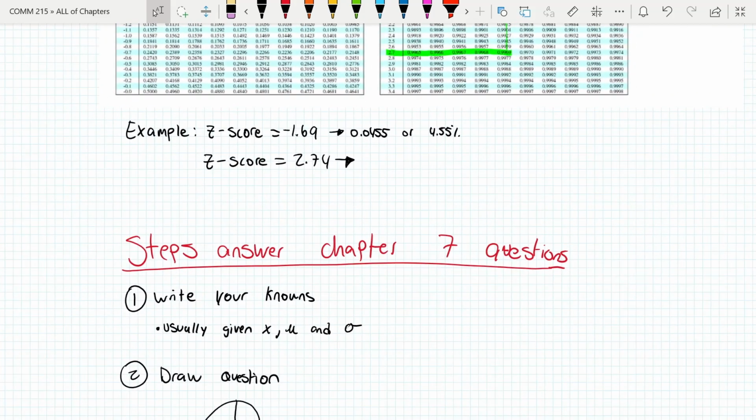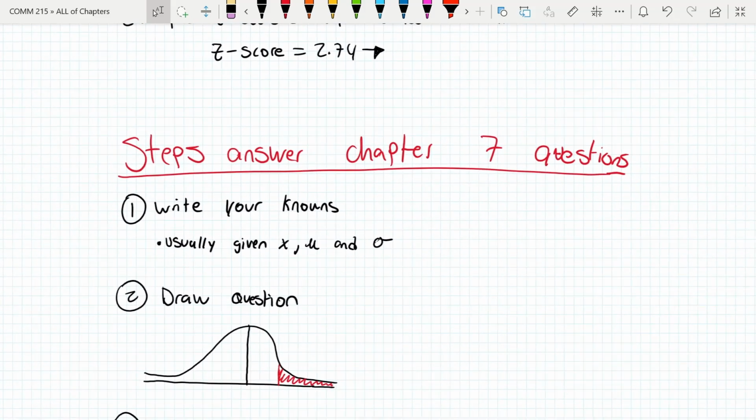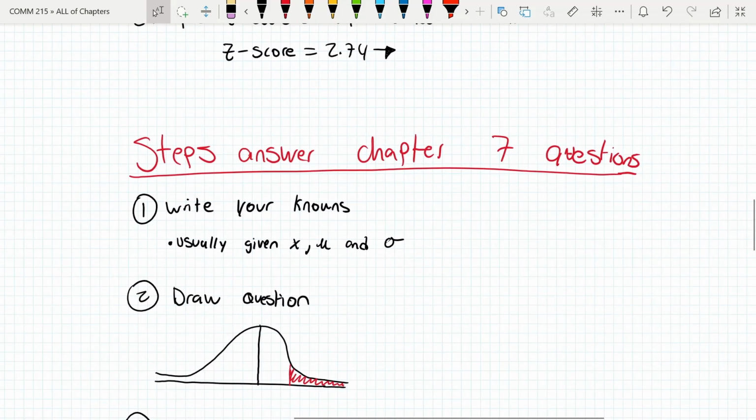So here are the steps to answer chapter 7 questions. These are the steps I use throughout the whole COMM 210 course, and they're very helpful, I find, for myself. It helps you if you have no idea what to do. Let's say there's a lot of information in the question, this helps you simplify and analyze it a lot easier. So the first thing I like to do is to write your knowns. Usually you're given your x, your u, and your standard deviation. This could differ depending on the question.